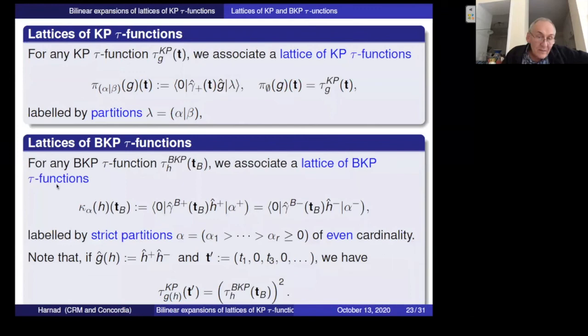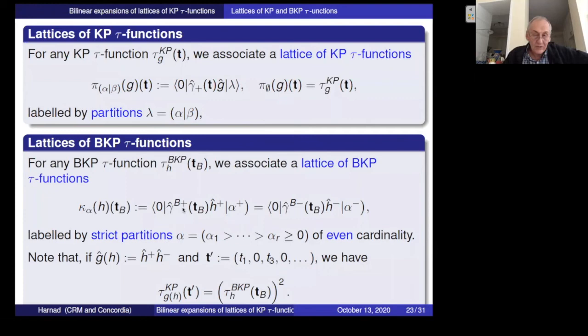And similarly, we define a lattice labeled by strict partitions of BKP tau functions with the same kind of formula. The G is replaced by either H plus or H minus. The lambda basis states are replaced by the round bracket alpha basis states. And the flow variables are replaced by the BKP flow variables, which are only odd ones.